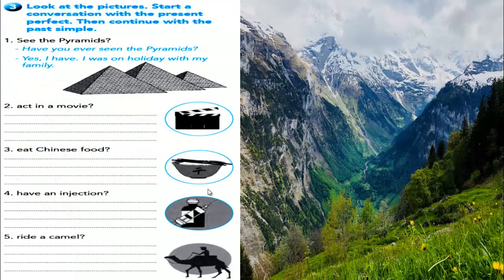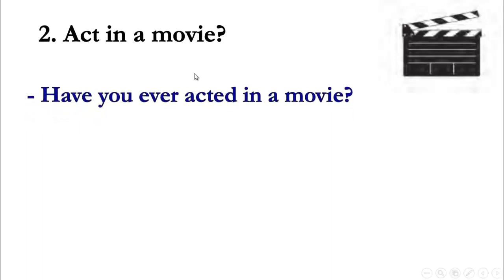Okay, now here we have 2, 3, 4, and 5. Let's move together, let's practice them. Here you have act in a movie, act in a movie. So, as we have mentioned again, you're going to use what? Present perfect. So it's going to be what? Have you ever acted in a movie? You're going to use have you ever in all questions here. Here, your role is to give me the third form of the verb here. So act becomes what here? Acted. Have you ever acted in a movie?